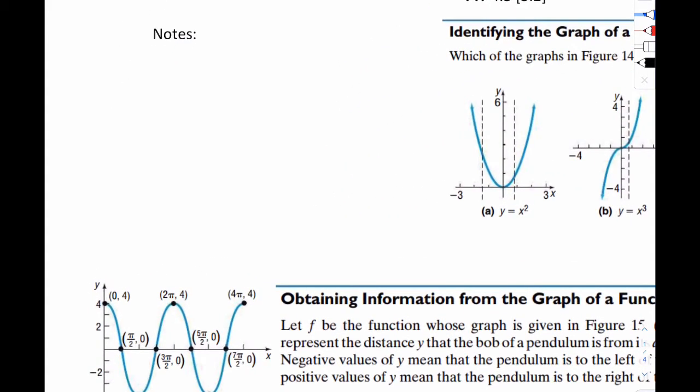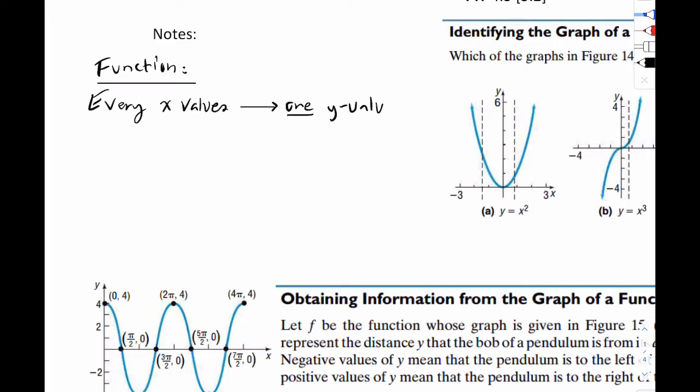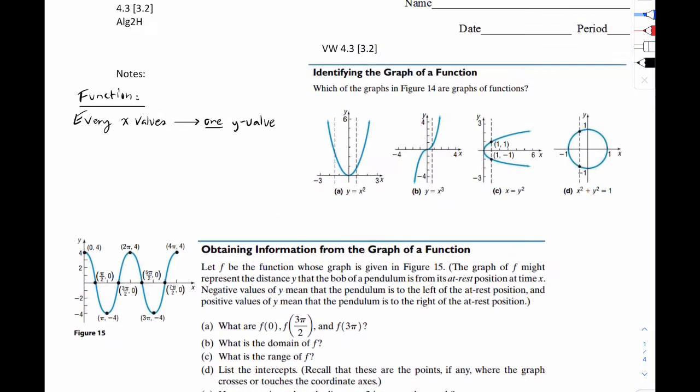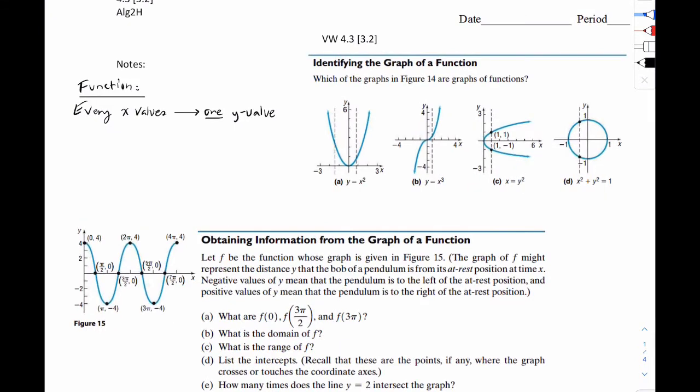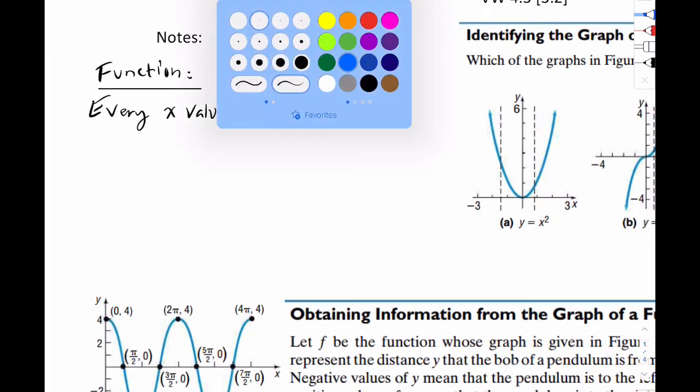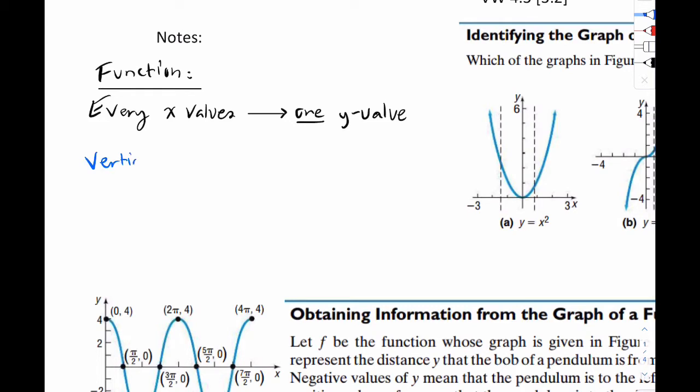So quickly, let's write down the definition of a function, and we'll do the shorthand version. So the basic idea here is every x value is going to correspond to one y value. Graphically, if we're looking at these, the question would be which of these are considered functions? Now what we're going to do is called the vertical line test.